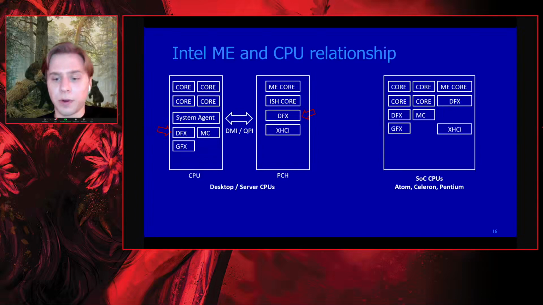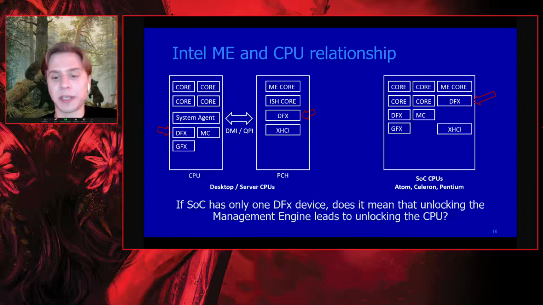But in system-on-chip platforms like Atom, Celeron, and Pentium, you have only one DFX device. We found only one DFX device in the Intel System Studio configuration. And the main question is: if the SoC has only one password, does it mean that unlocking the management engine leads to unlocking the CPU? I mean, does the signal from this DFX device unlock not only the PCH and the x86 core, but also the main core of the CPU?